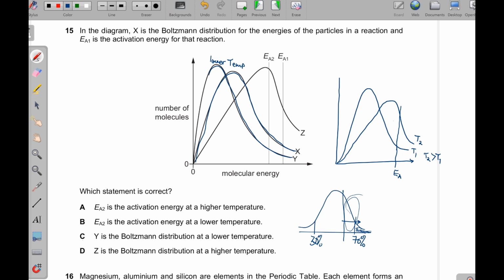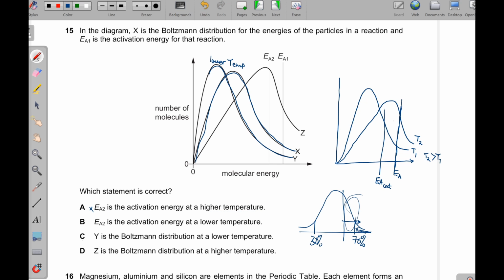Now, let's check here. Which statement is correct? EA2 is the activation energy at higher temperature. We actually don't draw activation energies for higher temperature. The activation energy is always here, okay? But when you put a catalyst, then we put EA cat. Why? Because a catalyst provides a pathway with lower activation energy. So that's why you find that this activation energy for the catalyst is less than this one here for the reaction.